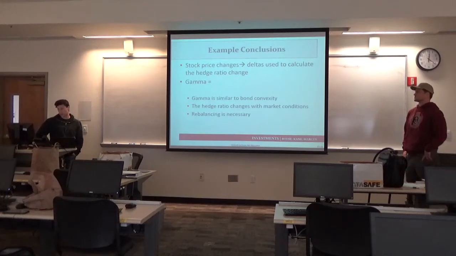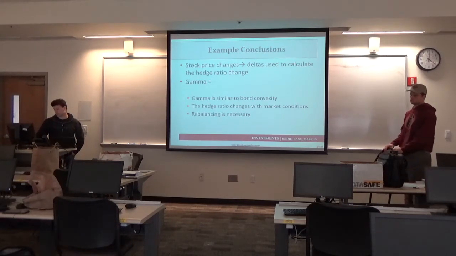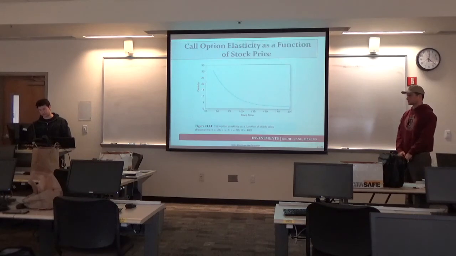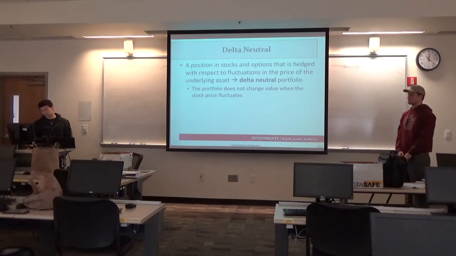As the stock price changes, deltas are used to calculate the hedge ratio change. Gamma is similar to bond convexity. The hedge ratio changes with market conditions, so rebalancing is necessary. This shows the call option elasticity as a function of the stock price. As the stock price increases, elasticity decreases.